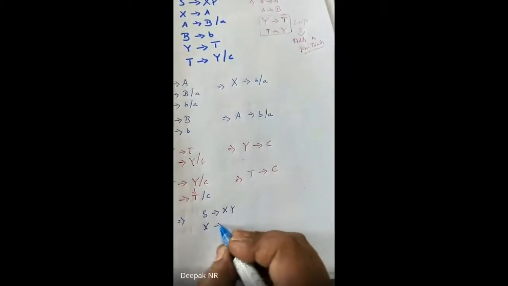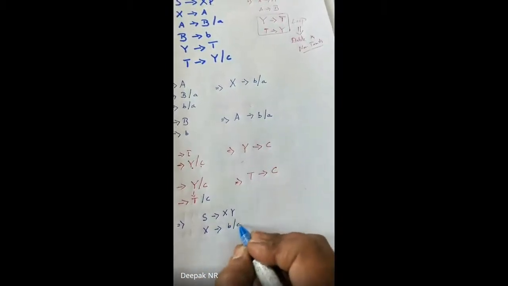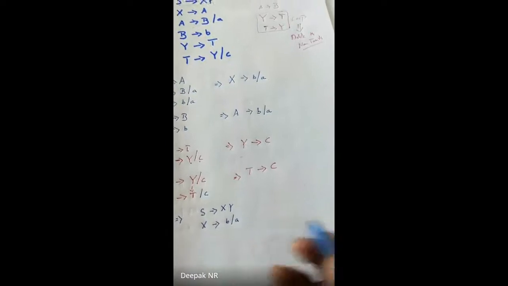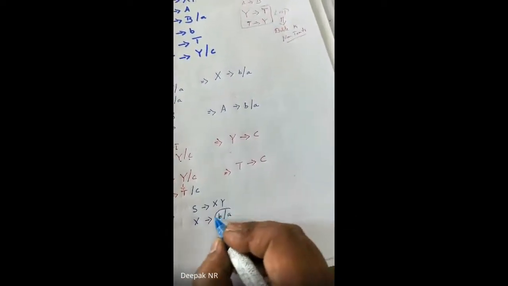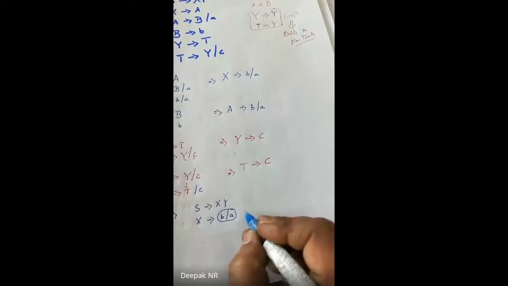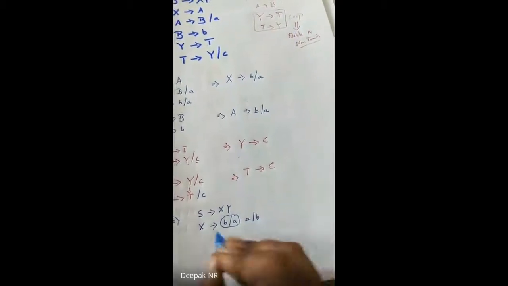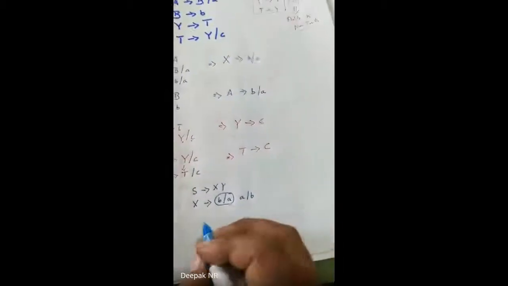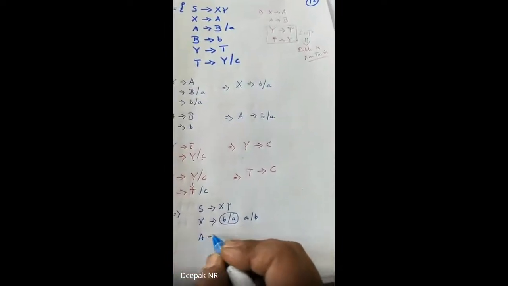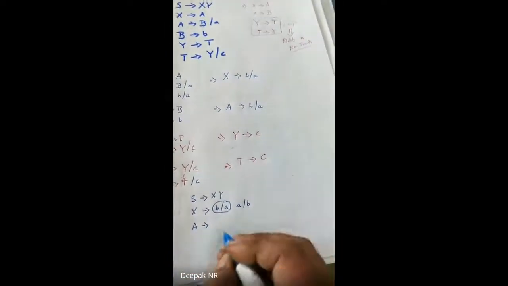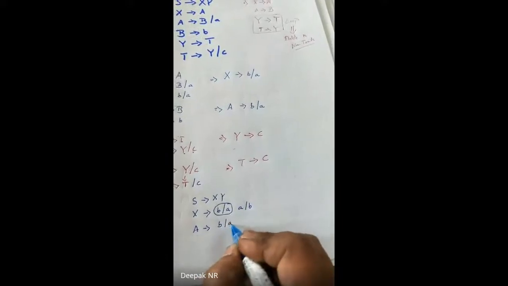The value of X is B slash A, either B slash A or A slash B, both are the same. Let me take in ascending order. From now on, I'll write A slash B because this is in ascending order. Next, I'll write A. The answer for A is B slash A.